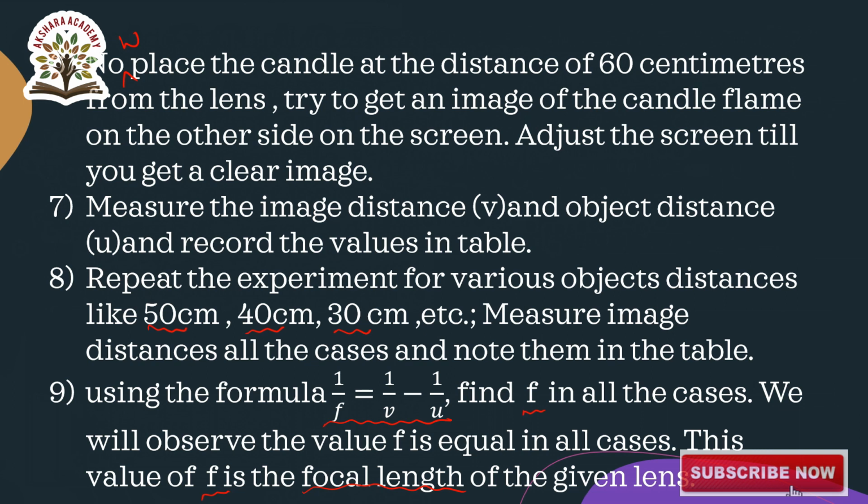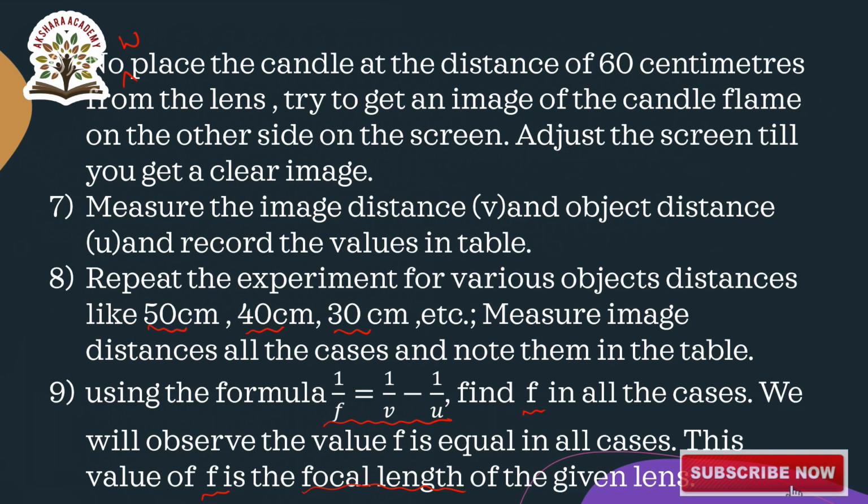Adjust the screen, a sheet of paper, which is on the other side of the lens, until you get a clear image. After adjusting, measure the distance of the image from the V stand of the lens and also measure the distance between the candle and the stand of the lens, that is the object distance, and record the values.